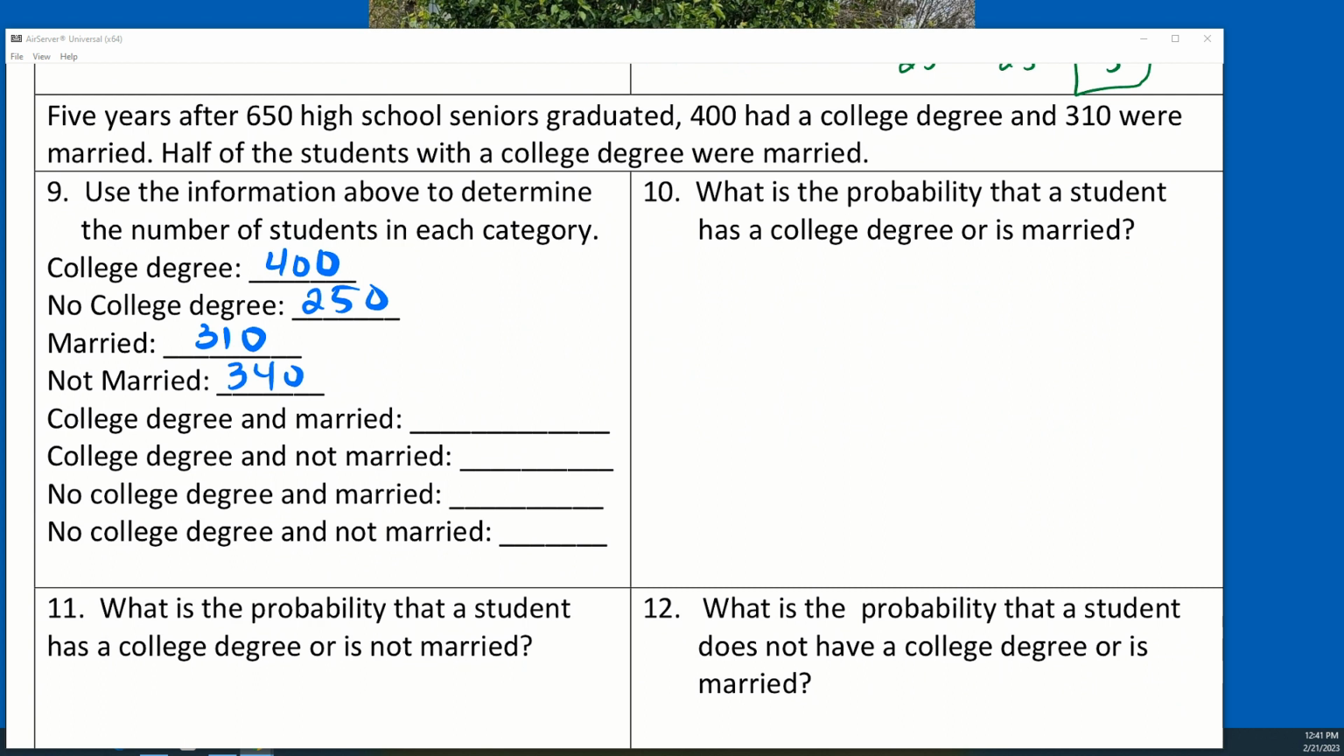All right, now this is where it gets kind of weird. This is two situations, so these aren't going to add up to equal the total number of people. This is going to add to equal the number of people who have a college degree. It says that half of the students with a college degree were married. Good. So there's 400 with a college degree. Half of those are married, so that's 200. So how many are not married? 200. The other half. Good.